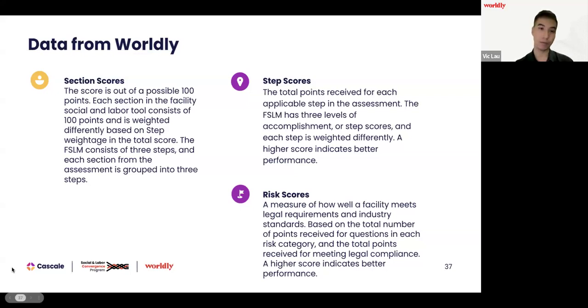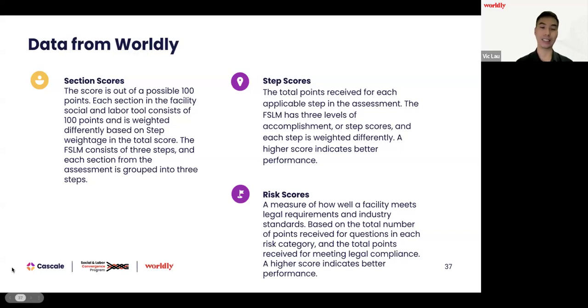To start with, talking about the scoring, we basically have three different types of scores. The first one is the section score. It relates to how the facility is performing in a specific section. For example, we mentioned health and safety, or wages and benefits. Assume in these particular sections, out of 100 points, how well the facility is performing.